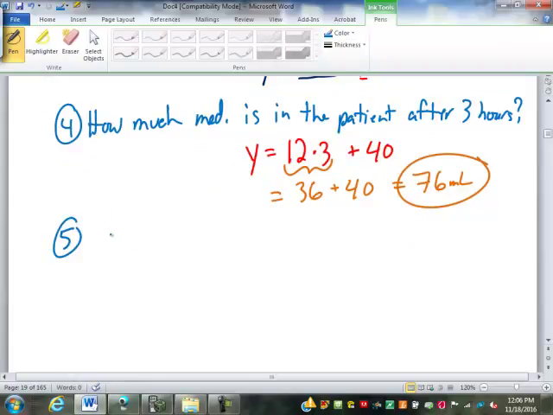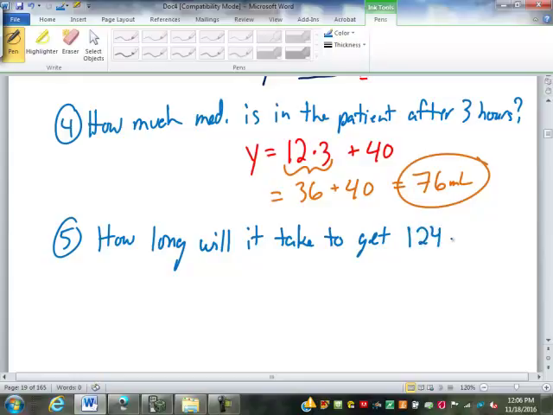I could ask, how long will it take, or at what time, to get to... no, what do I want to put in there? 124 milliliters in the patient. So at what time will there be 124 milliliters of medication in the patient?